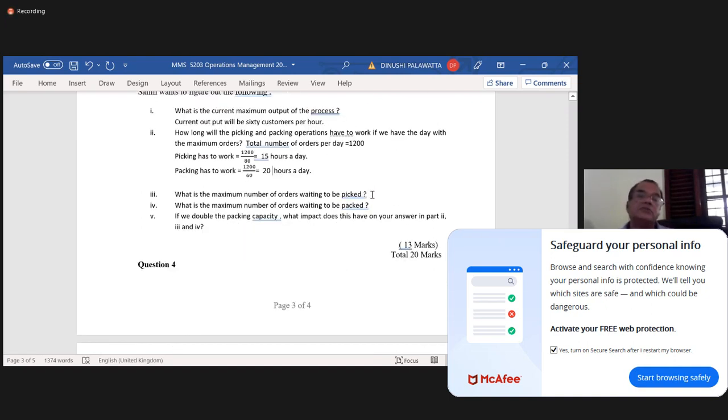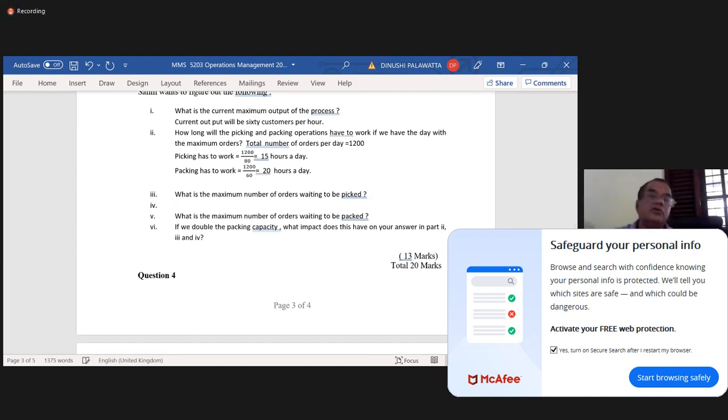What is the maximum number of orders waiting to be picked? We see 1200, which is 100 times 12. So this equals 100 per hour multiplied by 12 hours, 7 a.m. to 7 p.m.